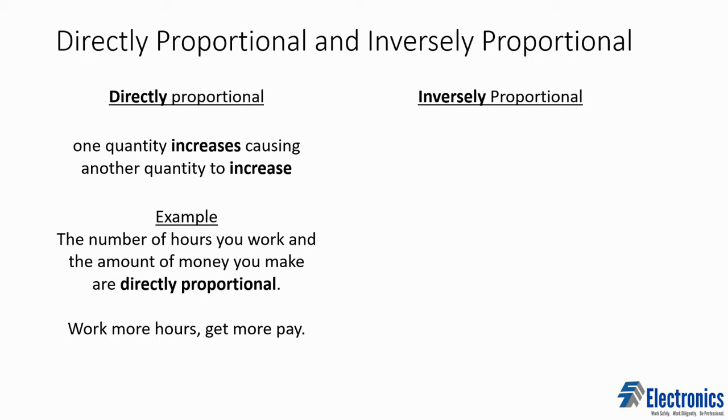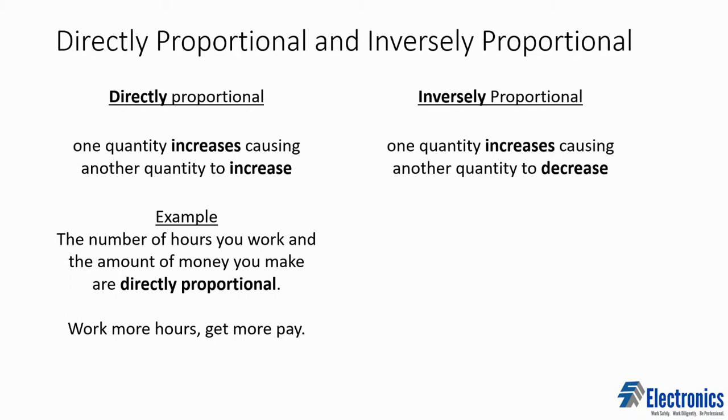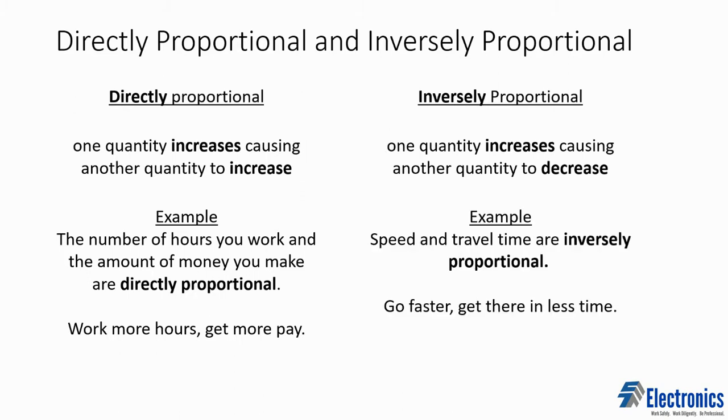Inversely proportional is the opposite. While one quantity increases, it causes another quantity to decrease. For example, speed and travel time are inversely proportional. The faster you go, the less time it takes you to get there.